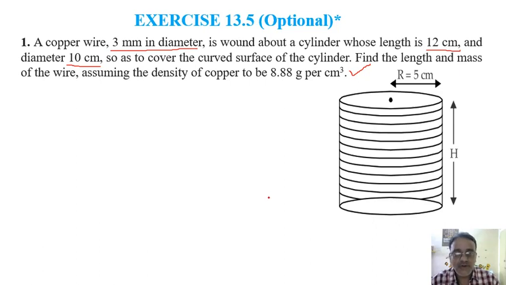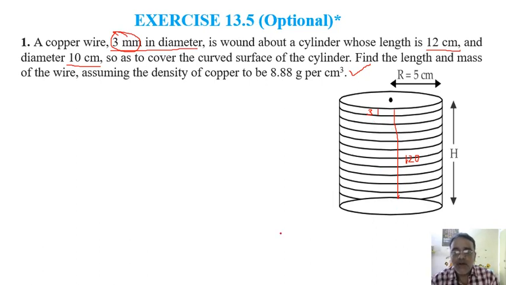Now look carefully, the length, the width of this wire is this one, and the total length is given 12 centimeter. If you write in millimeter, 120, and the width of one wire is given 3 millimeter. So how many rotations are there? How many wounds are there? How many times have we wound it on this? 40. Total length is divided by diameter.